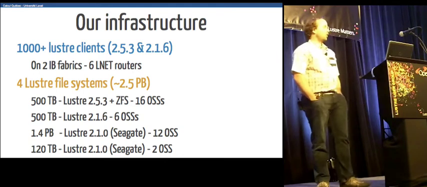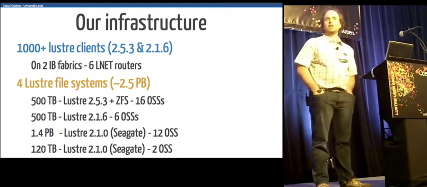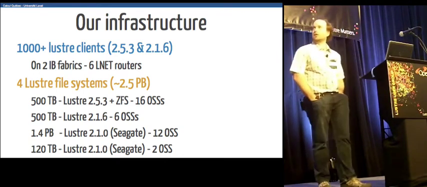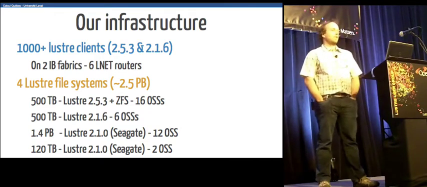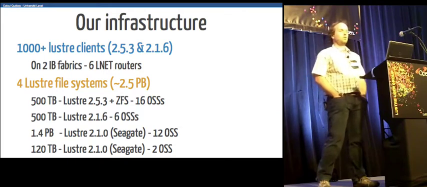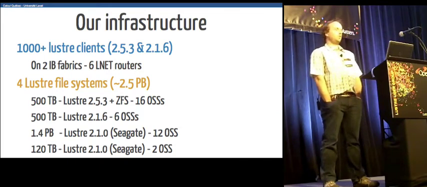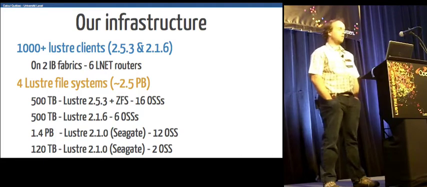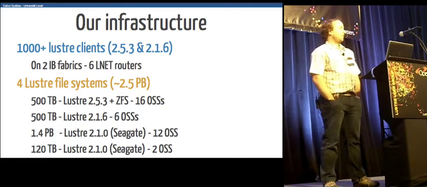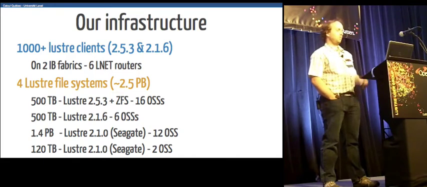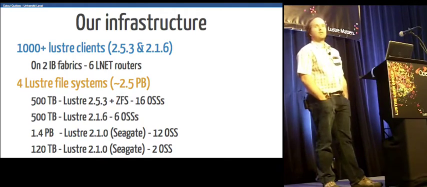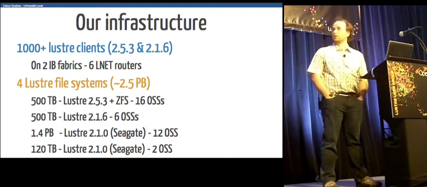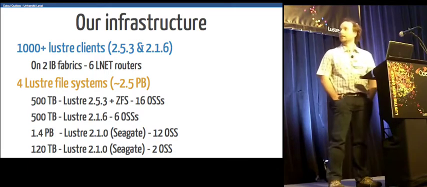So our current infrastructure, you'll see we're not a big site. We have a little bit over 1,000 Lustre clients when things go well. Client versions go from 2.1.6 to 2.5.3, and I believe we still have a couple of 2.4 clients running around. We have 2 InfiniBand fabrics and 6 LNet routers bridging the two. We're currently operating 4 Lustre file systems, and you see we have a bunch of different versions and different hardware generations in there.